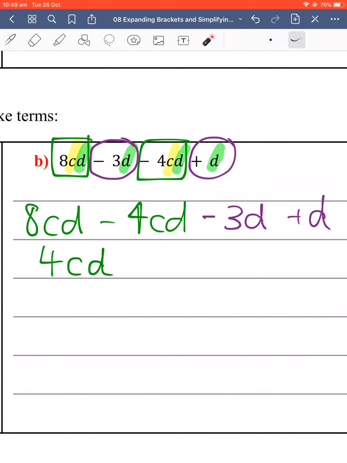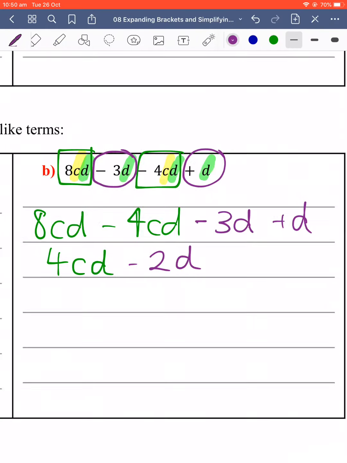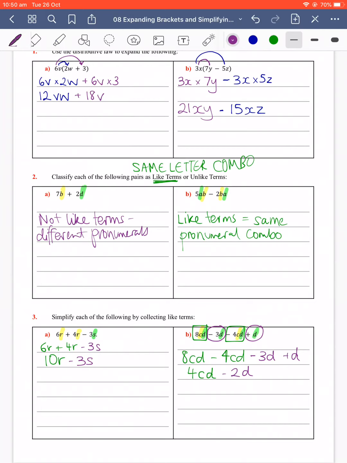And then, if I have a look at my next part, I have minus 3D plus D. So minus 3 plus 1, because it's a little imaginary one, gives me minus 2D. Okay, we are done. On to your questions.